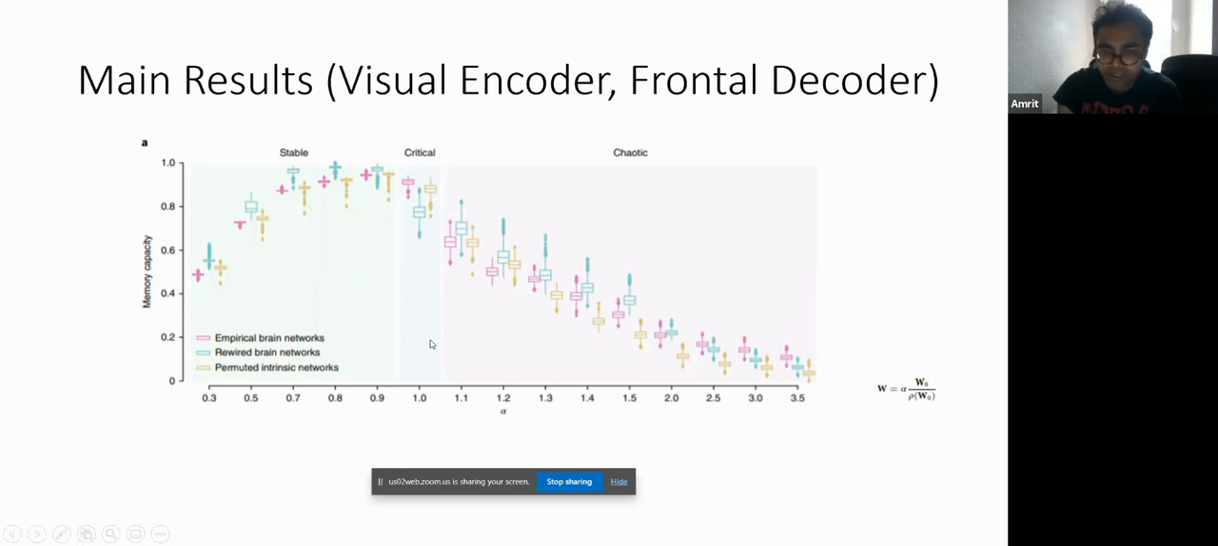And so in all 3 of them, she looks at the empirical brain network, the rewired brain network, and the permuted. So these 2 are the null models, and the pink is what is supposed to do better. And the pink really only does better during the critical. So that's what I thought was really interesting.